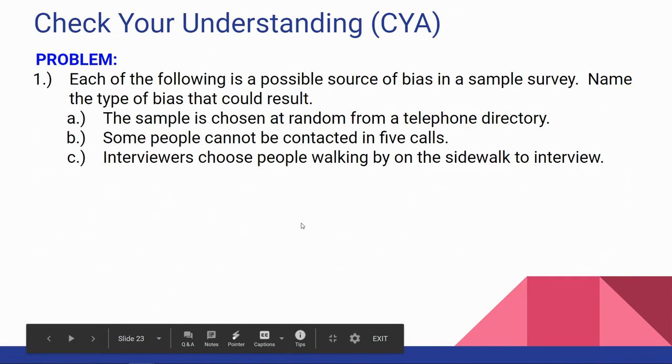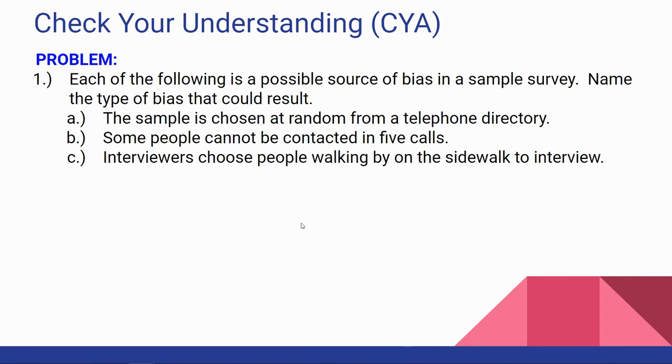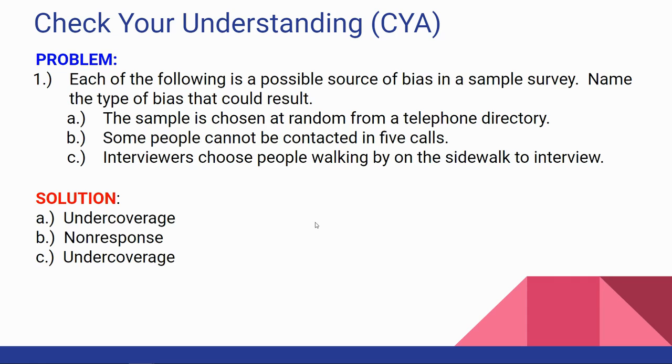Each of the following is a possible source of bias in a sample survey. Name the type of bias that could result. The sample is chosen at random from a telephone directory. Some people cannot be contacted in 5 calls. And interviewers choose people walking by on a sidewalk to interview. So the first one is undercoverage. The second one is non-response. And the third one is undercoverage.